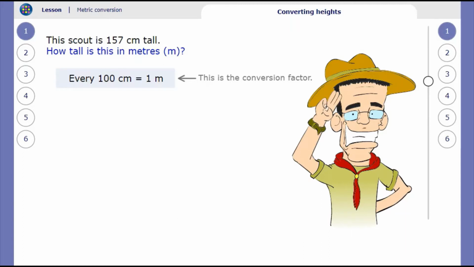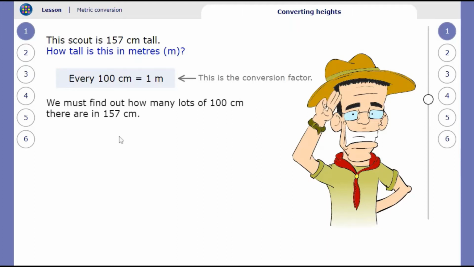So we know 100 centimetres is 1 metre. So we must find out how many lots of 100 centimetres there are in 157 centimetres, because then that will tell us how many metres there are. Okay, because 100 centimetres is a metre, so we need to work out how many 100s go into 157. So we do 157 divided by 100. Now 157 divided by 100 is 1.57.